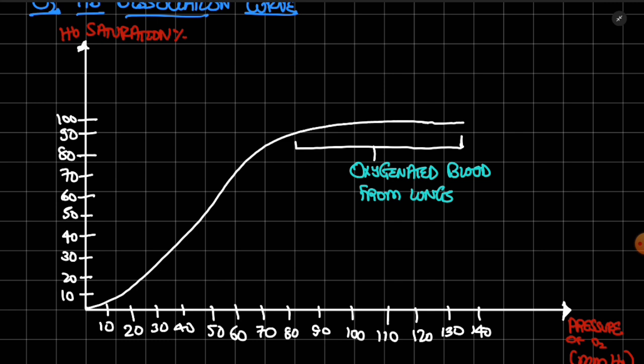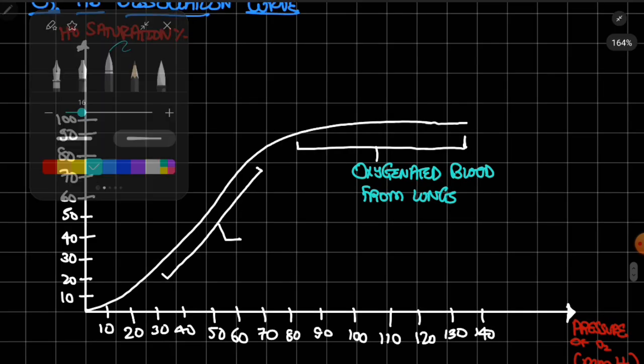Now when we talk about this particular segment, we can see the pressure of oxygen is decreasing. Okay, and also the Hb saturation is decreasing, like it is coming down to 30 or 20 percent.